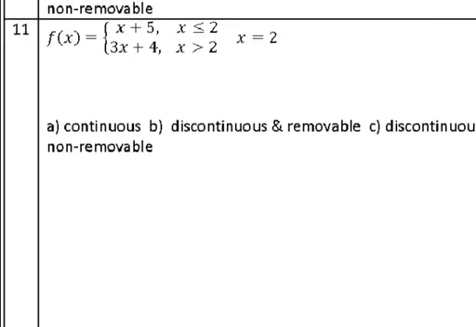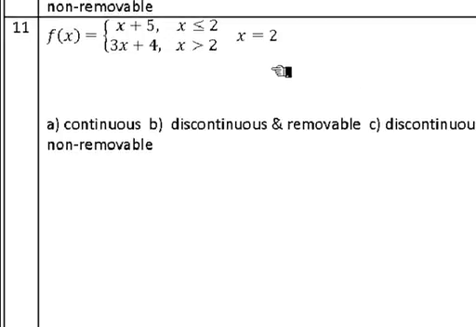Okay, let's look at number 11. We're talking about the limit as x goes to 2. Let's simply plug in 2 top and bottom, and we know that if it's equal, then the limit will exist. If not, not. So let's do that quickly. Plug in 2 here, and we get 7. Plug in 2 here. 3 times 2, we have 6 plus 4, we have 10. So we see that the limit doesn't exist. So B is not true.